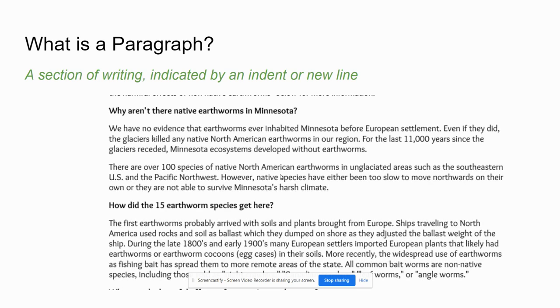All right, the next part. What is a paragraph? A paragraph is a section of writing indicated by an indent or new line. Indicated means marked by, so you could see it by an indent or new line. In this case, a paragraph is marked by every new line. So these are paragraphs here. These are headings here.